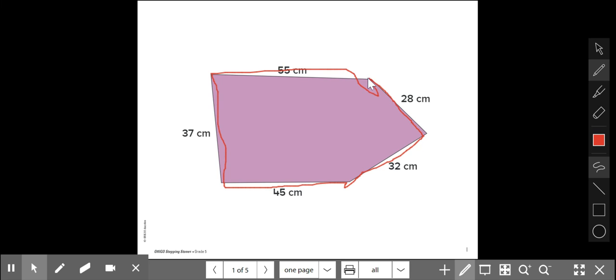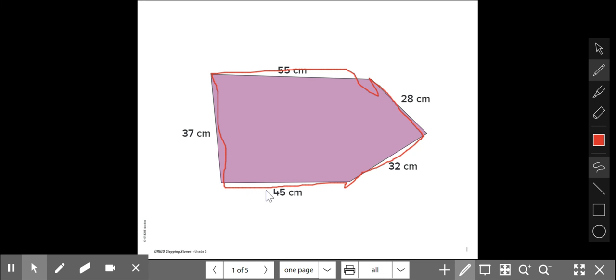This doesn't look like a common shape. It's not really a rectangle or a square. We know that it has 5 sides, but the number of sides really doesn't matter when we're talking about a perimeter. It only matters what the length of each side is.